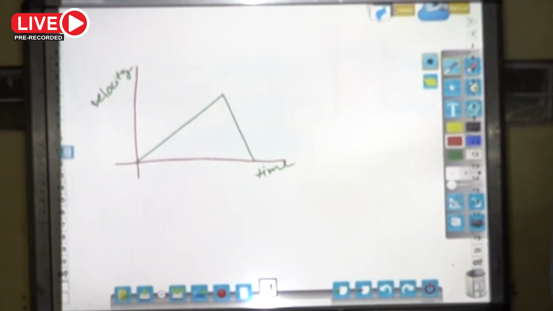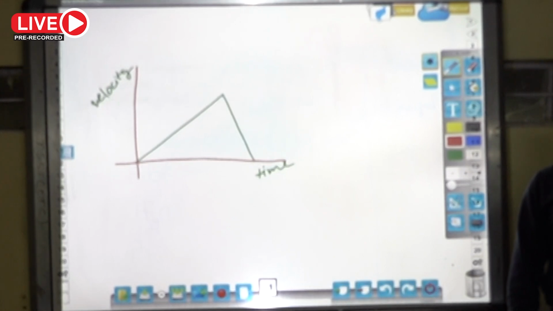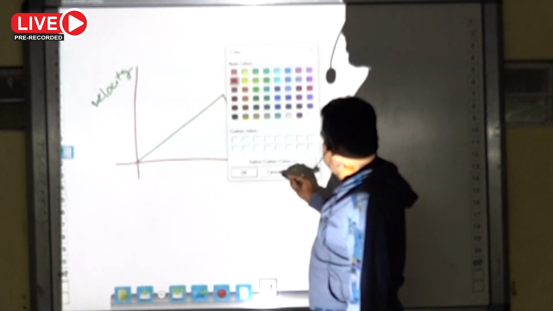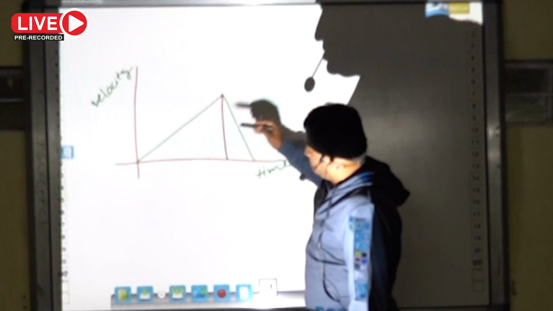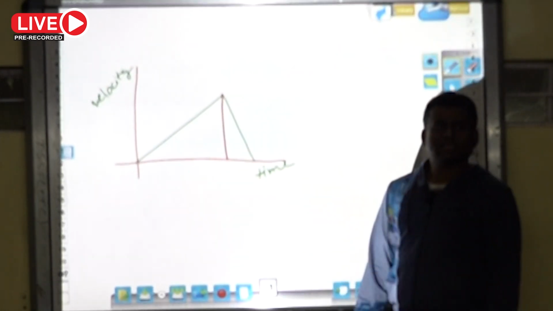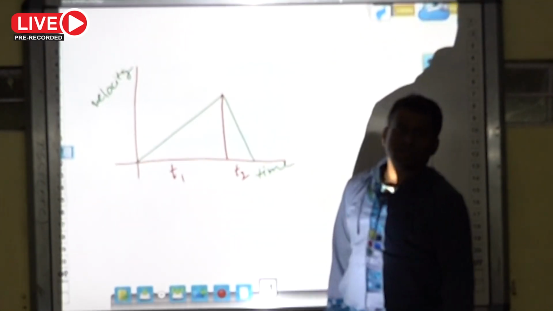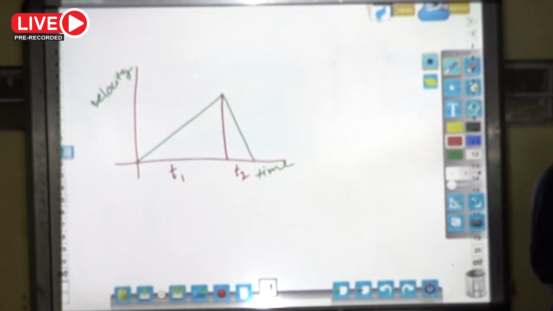Acceleration and retardation are not with the same rate, so that's why I draw two different slopes for acceleration and retardation. Now, from this, drop a perpendicular. Let us consider the time t1 is spent for acceleration and time t2 is spent for retardation. The total time is given t, and among the total time, t1 is spent for acceleration, t2 is spent for retardation.